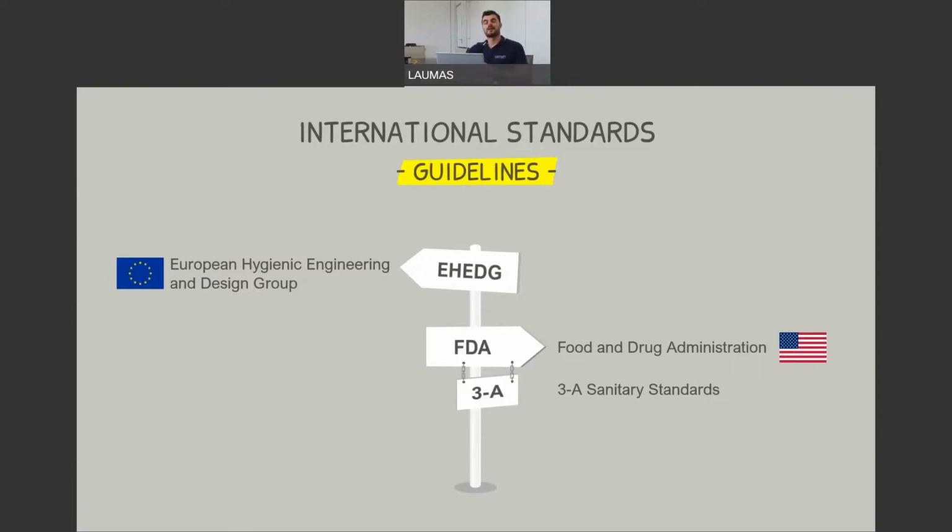for the end users. So to maximize and to simplify at the maximum level all these rules, we can say that the international standards guidelines are mainly two. So, for example, the EHEDG for the European Union and the 3A sanitary standards for the US market that refers to the Food and Drug Administration.